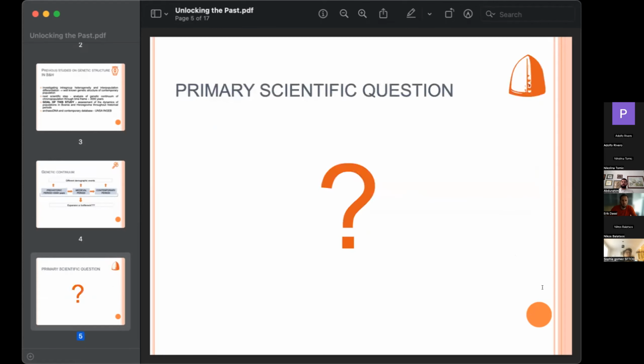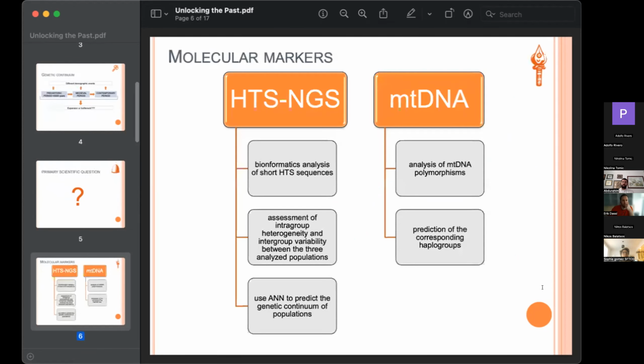The primary scientific question will be: does the genetic variation of the prehistoric human population in this region constitute a part of the genetic structure of medieval and contemporary Bosnian populations? We actually hope that bioinformatics will give us an answer to that question.